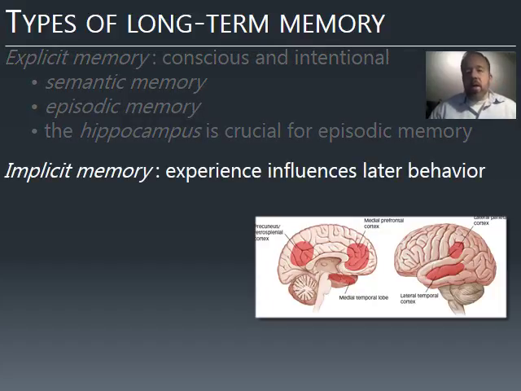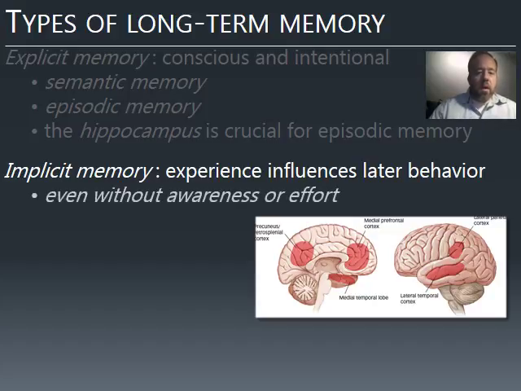The other big category is implicit memory. These are forms of information or memories where experience influences later behavior, but these are not memories of those experiences themselves. So this is how it's different from episodic memory. Something you've gone through changes your later behavior, but the memory that we're talking about here is not your memory of whatever experience that was. So I'll go into that. And the thing is, this happens even without awareness or effort. So that's how it's different from explicit memory, which again is conscious and intentional.